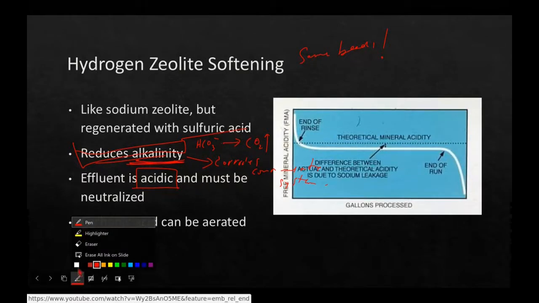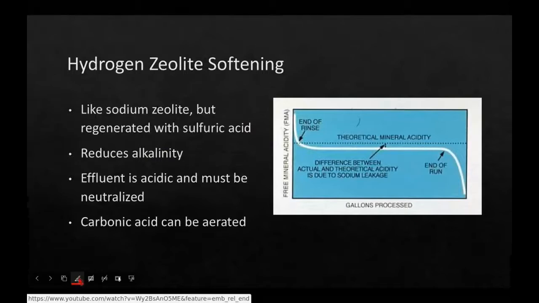So when we were looking at the sodium zeolite softener, we talked about when is the end of run, and we said the end of run occurs when hardness breakthrough occurs. Well, this one here, we're going to look at free mineral acidity, or FMA. And mineral acidity, FYI, mineral acidity is due to the presence of quote-unquote strong acids.